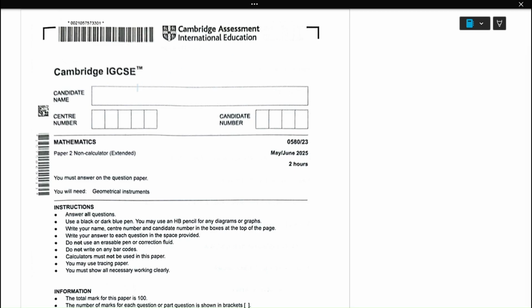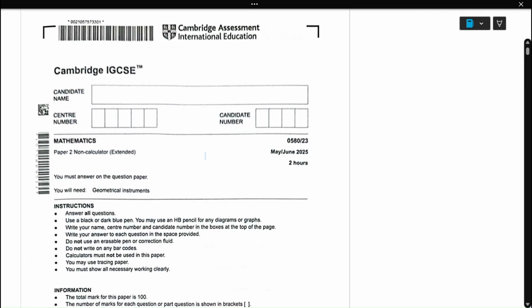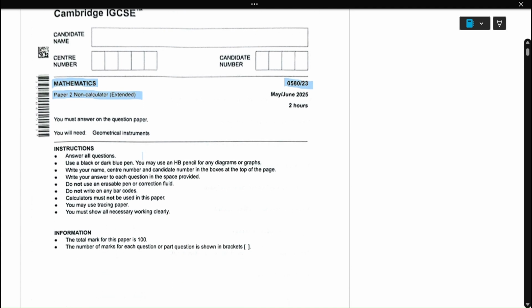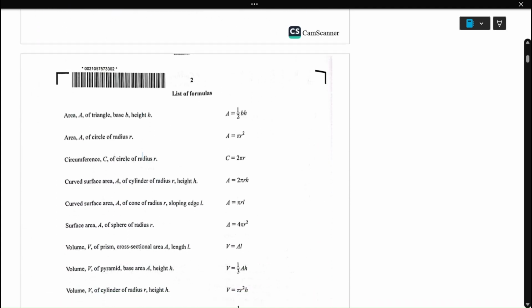Cambridge IGCSE Mathematics 0580 paper 2, the non-calculator paper. It's extended one, so for this non-calculator paper you'll get 2 hours. This is paper 23, Mathematics, paper 2 non-calculator extended one. Okay, so let's go for the first question.